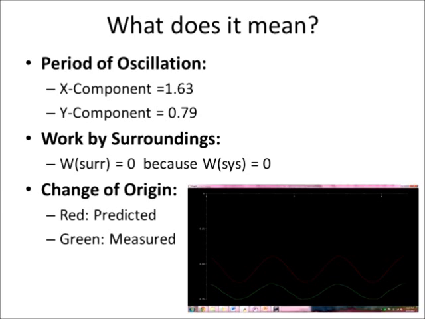When we are looking at the work of the surroundings, I found that the work done by the surroundings is 0 because the work done by the system is also 0. This is due to everything being analyzed is in the system, the spring, earth, and mass. This satisfies the energy principle because energy is conserved.